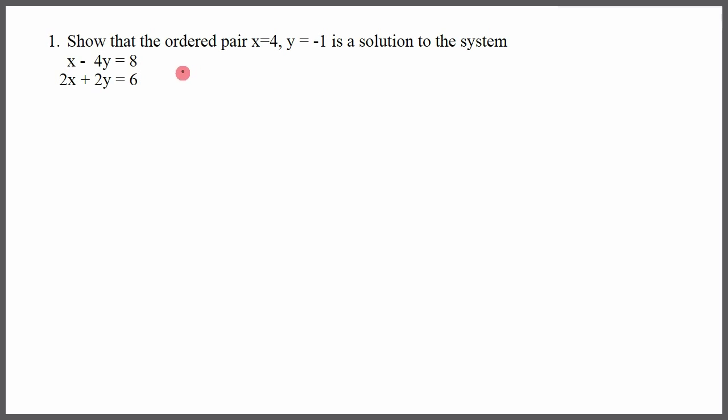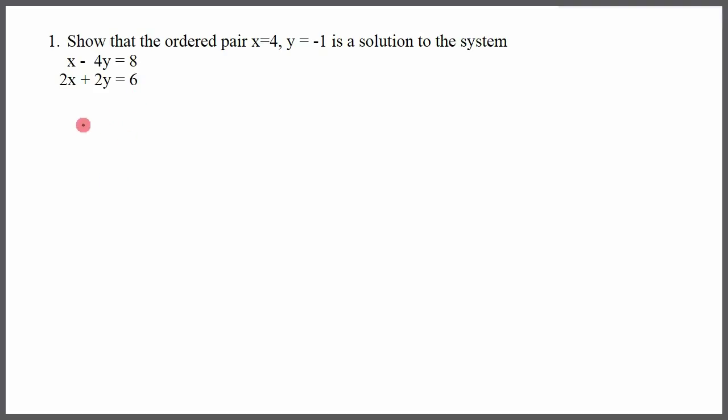Okay, starting with problem number 1, this wants us to affirm that the ordered pair x equals 4, y equals negative 1 is a solution to the system of equations x minus 4y equals 8 and 2x plus 2y equals 6. In order to do this, we're just going to plug in x equals 4 every place we see an x, and y equals negative 1 every place we see a y.